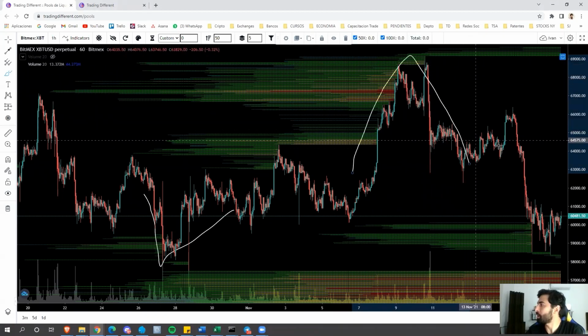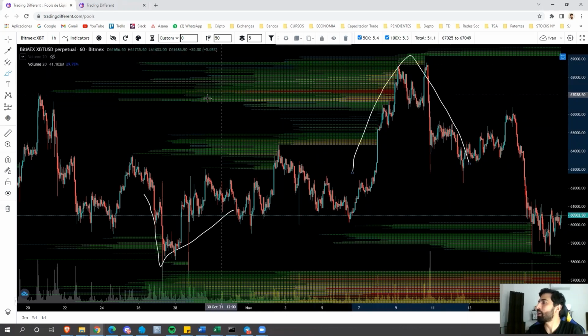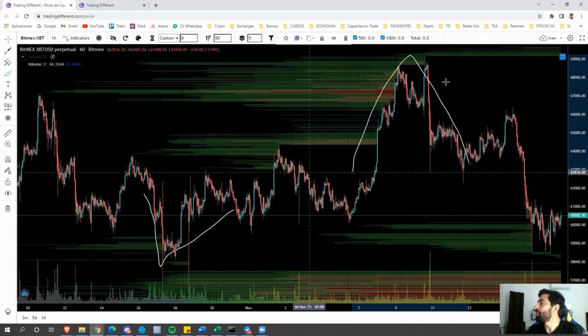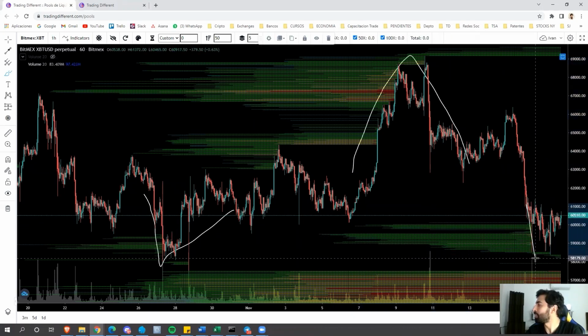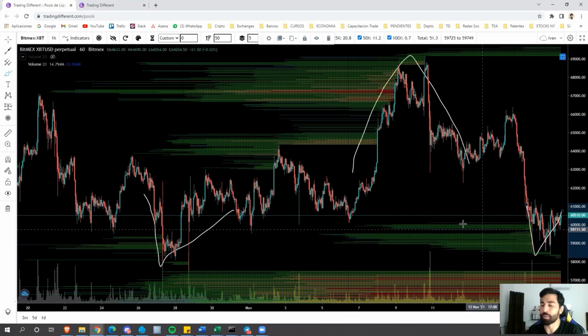Then what does the price do? Well, it liquidated the new shorters who had entered in this price range, and after that it liquidated the new longs that were entering with long positions into the market. That's why it ends up sweeping the pool and the price bounces.